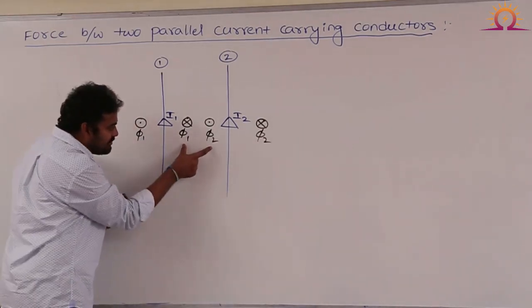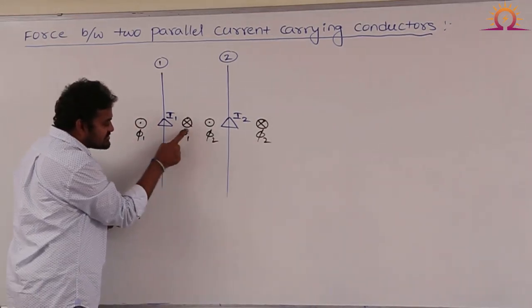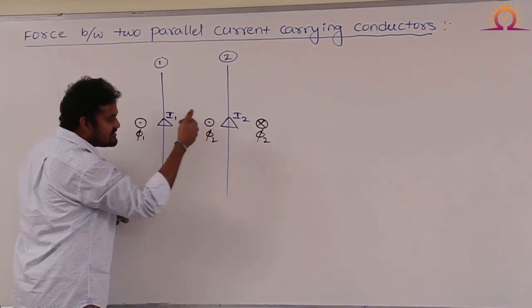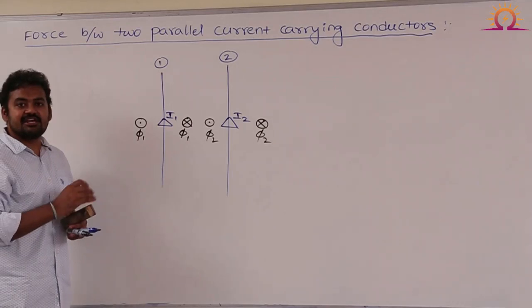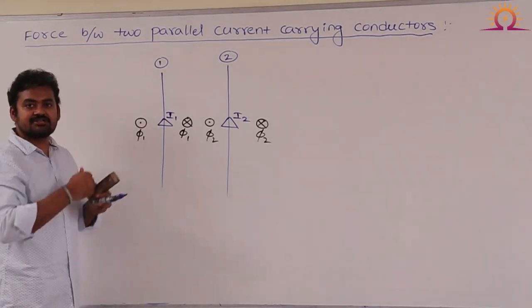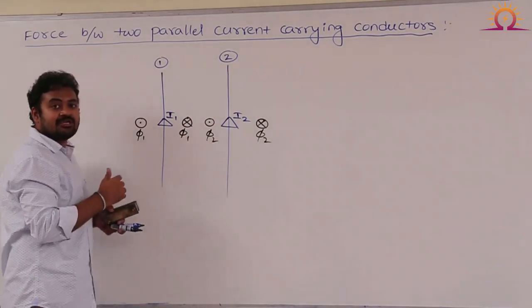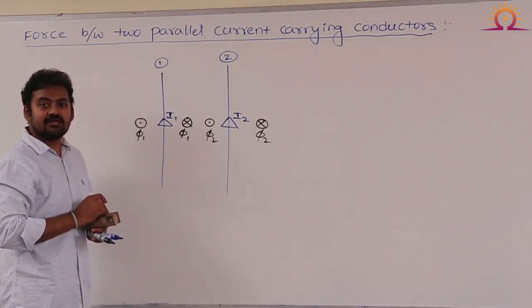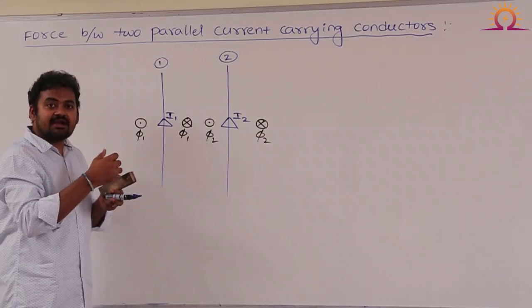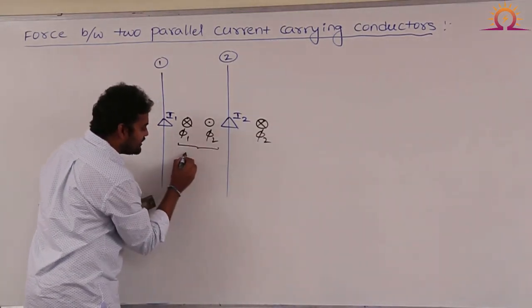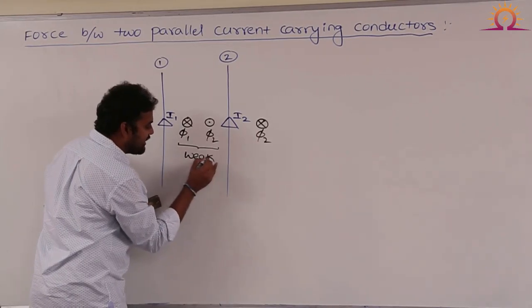Now, if you see in between the two conductors, the first conductor flux is into the plane. The second conductor flux is out of the plane. That means, can I say both fluxes are in opposite direction? Both fluxes are in opposite direction means I can assume they are demagnetizing each other. If they are demagnetizing each other, the resultant flux becomes very, very low over here. I can say it is a weak magnetic field.